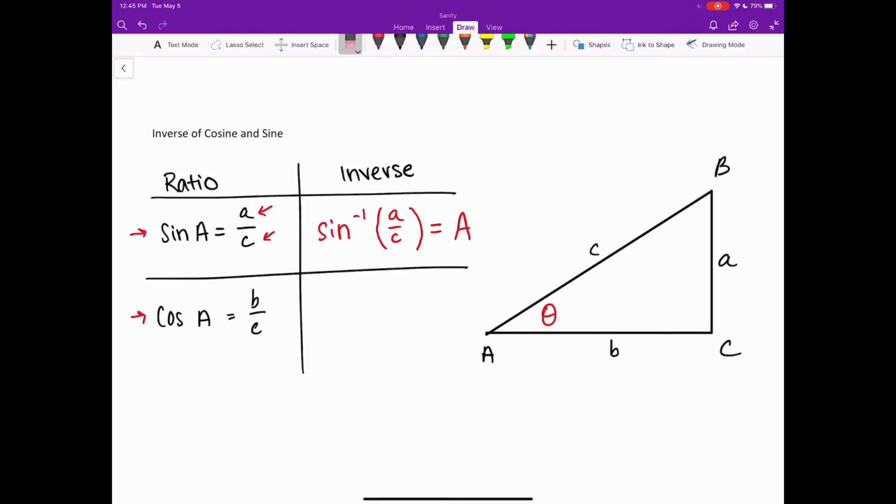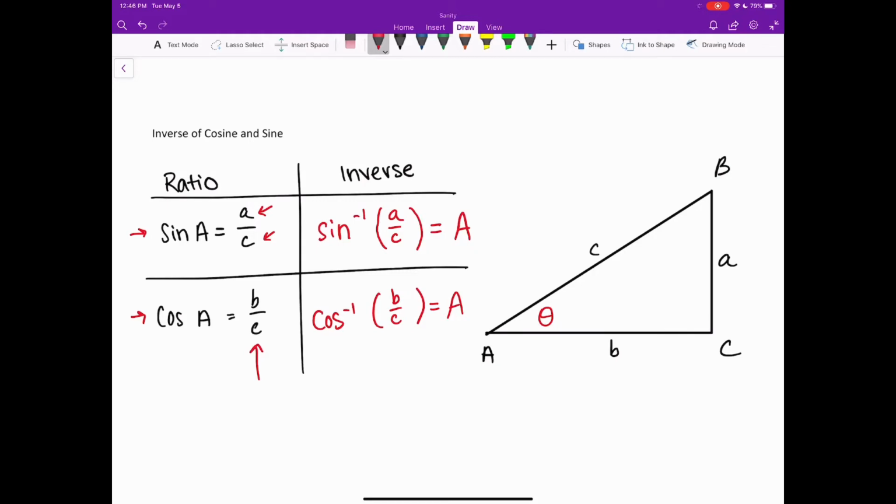Cosine of A, again for inverse cosine, I'm still looking at that reference angle of A. So the inverse of cosine looks like that. It takes an input of your cosine ratio, B over C, and it will tell you what your angle measure is.